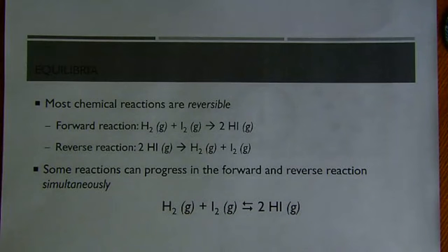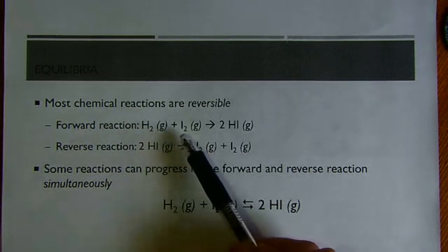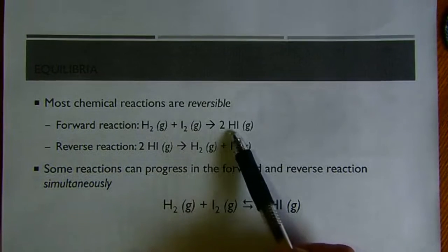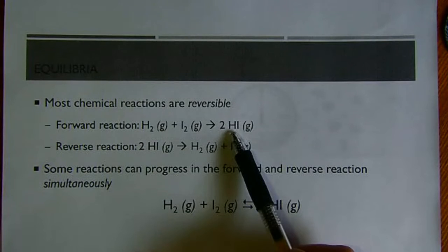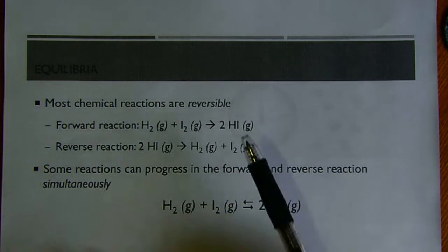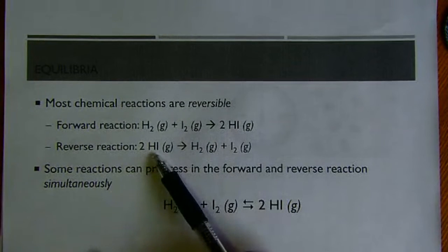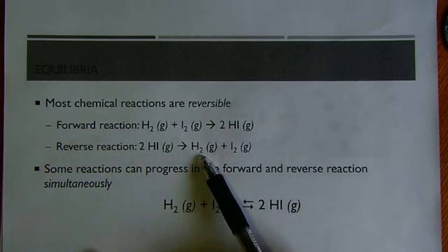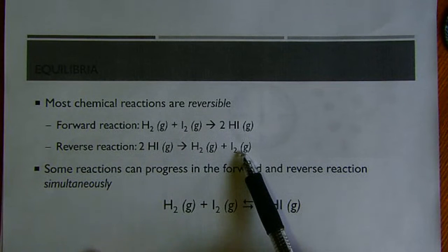Let's discuss equilibrium. At this point in the semester, we're used to thinking as if reactions only occur in one direction. For example, hydrogen combining with iodine to produce HI. We've alluded to the idea that the reaction might also occur in the reverse direction: HI decomposes into hydrogen gas and iodine gas.